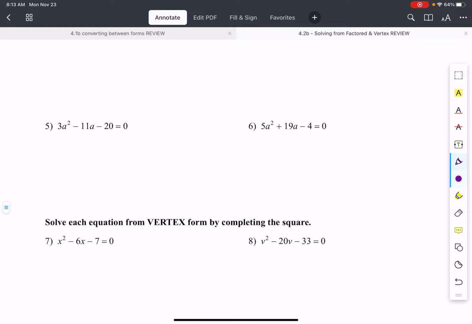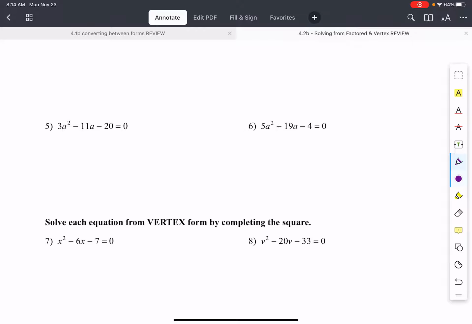I'm going to do it with you. Okay, so it equals 0, right? But it's not a GCF. The 3 is not a GCF, so I can't get rid of it. So don't you have to multiply the first and last one?